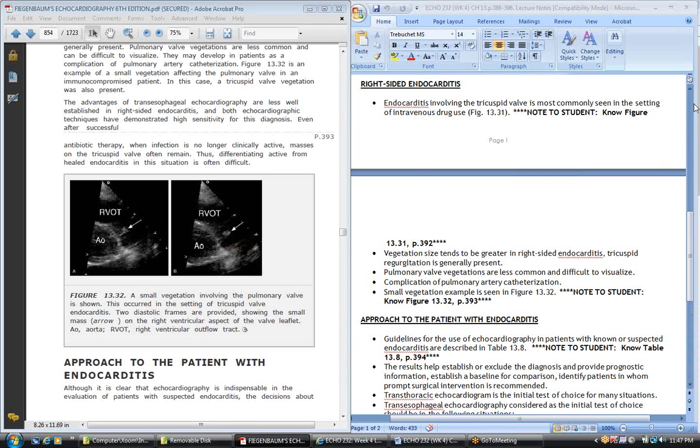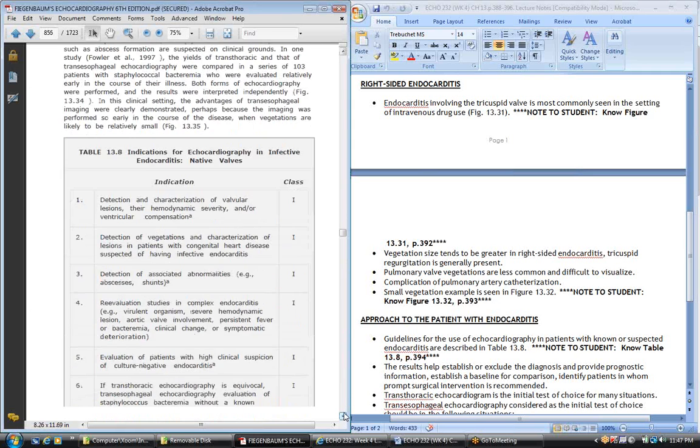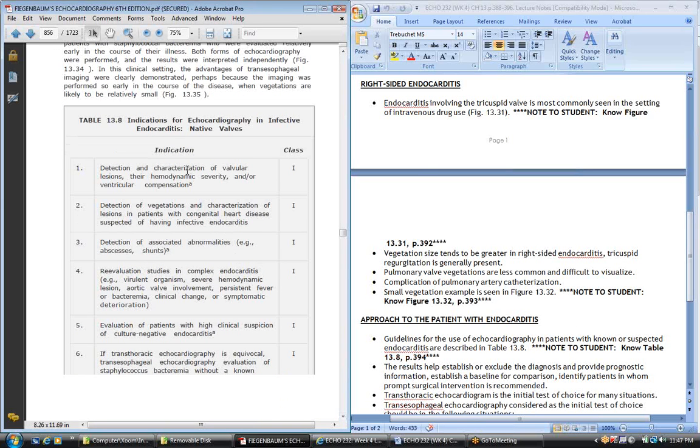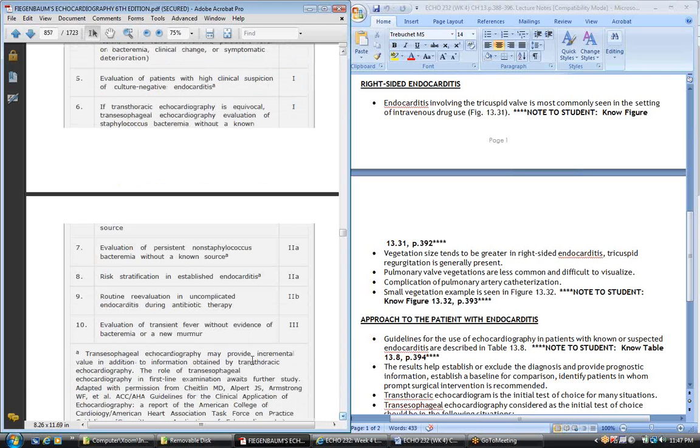So how do we deal with a patient that has endocarditis? Guidelines for the use of echocardiography in patients with known or suspected endocarditis are presented in Table 13-8. You need to be aware of Table 13-8. You don't need to memorize it, but just be aware of it. Indications for echocardiography in infective endocarditis with native valves is the detection and characterization of valvular lesions, detection of vegetations. I don't want to go through the whole thing. You can read this on your own, but be comfortable with the 10 reasons.